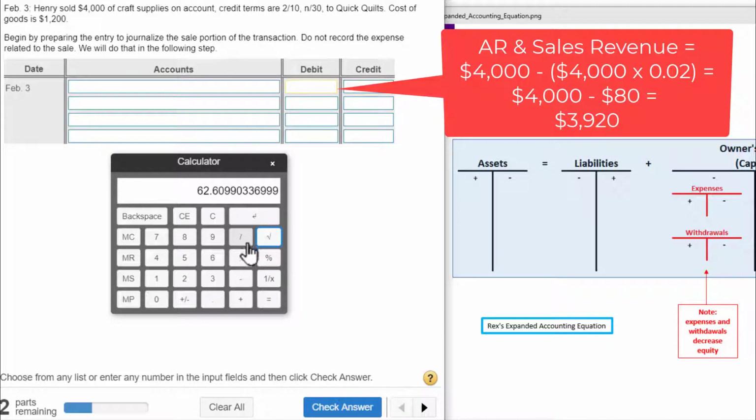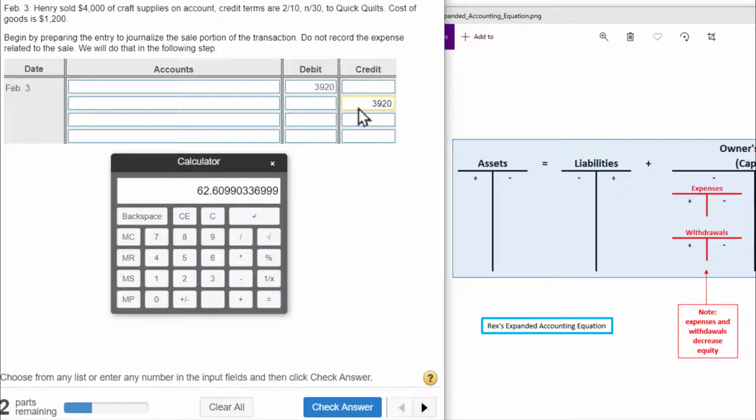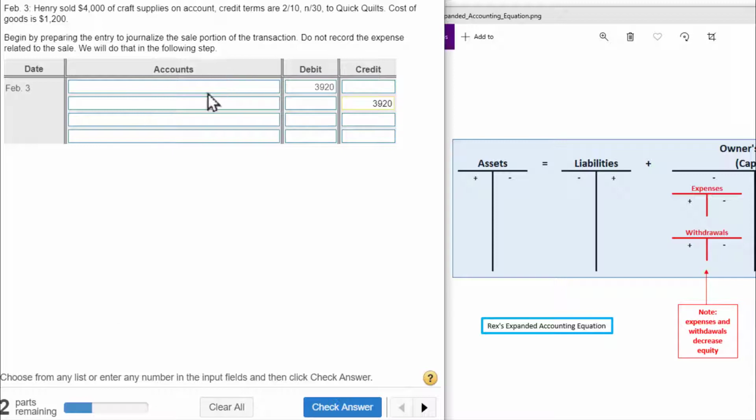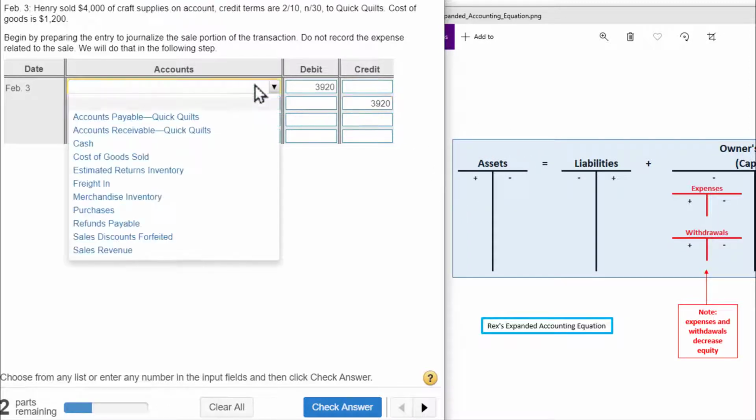So we're going to record the AR. Oops, I hit the wrong button. 3,920 was the number. 3,920. So now, what is the debit account going to be? Well, when we sell something, we're either going to get cash or we're going to record AR. And since we sold it on account, we have to increase AR. AR is an asset, so how does AR increase? With a debit. So AR is going up.